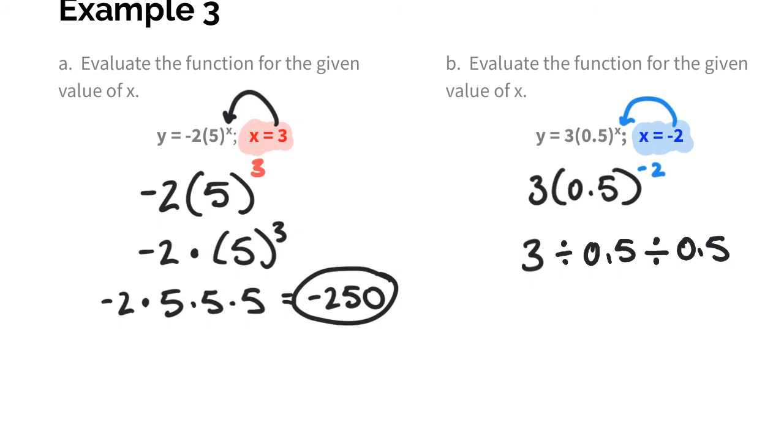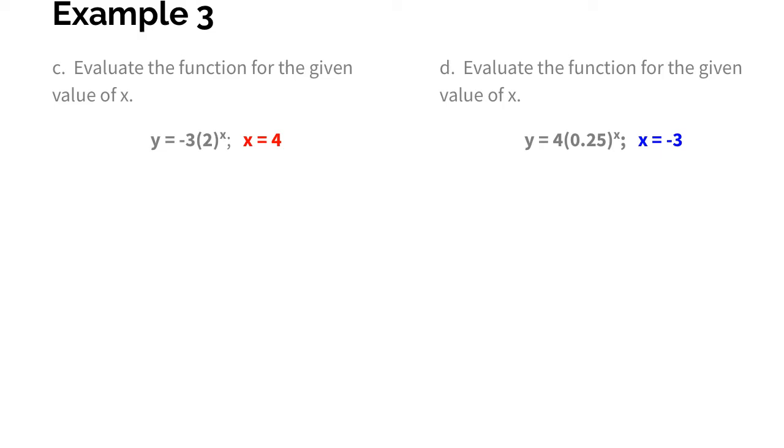So if I were to evaluate that, you're going to get a value of 12. So my input was negative 2, my output would be a positive 12. All right, so this is evaluating exponential functions. I want you guys to pause the video here and try examples C and D on your own. What does it look like here to evaluate the given functions for those inputs? Go ahead, pause the video, give that a shot.